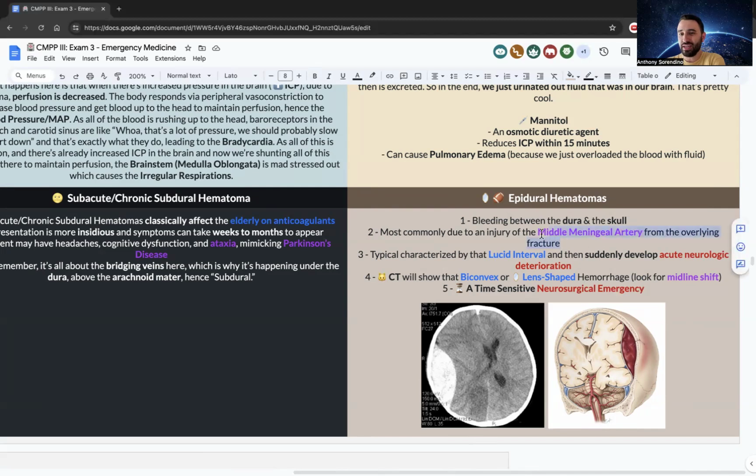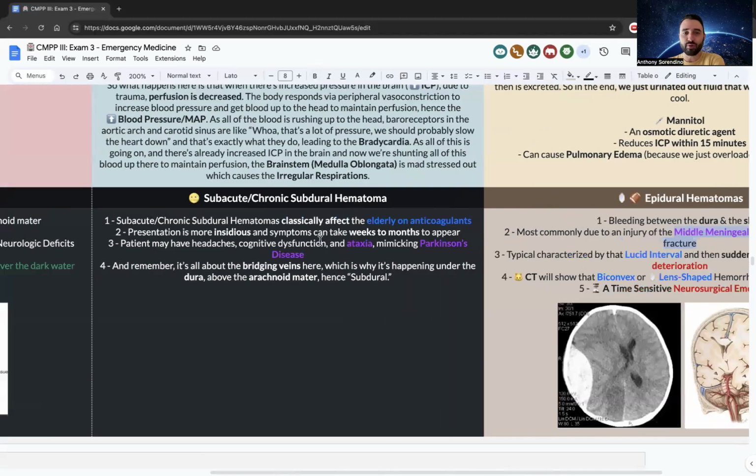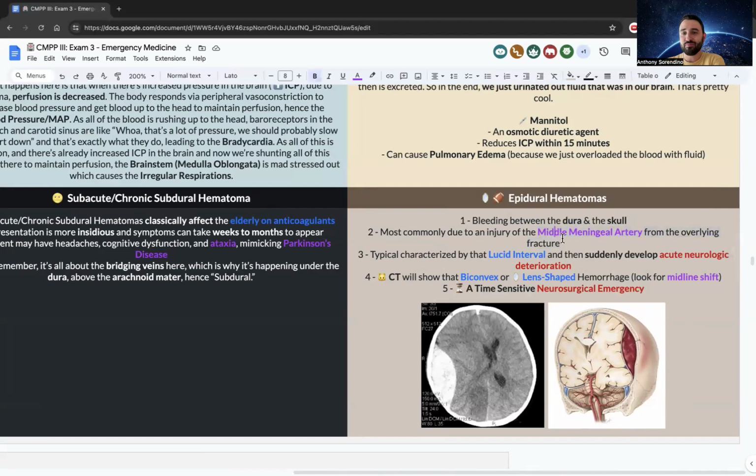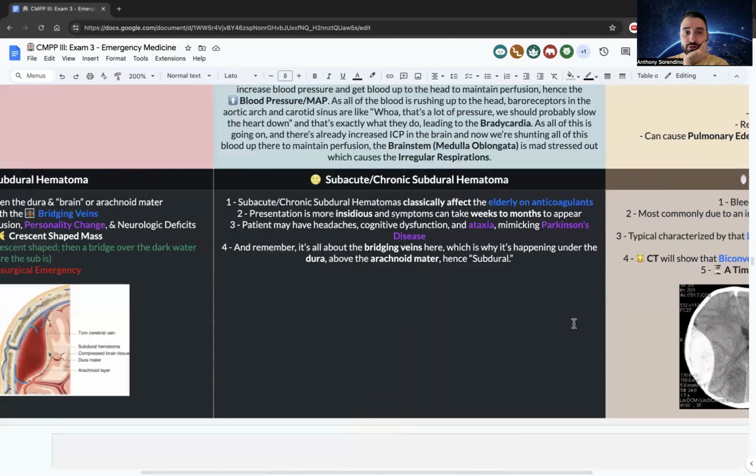And probably because it's an injury to an artery, it's not like a bridging vein issue. I assume you get more blood with this one. So this is going to be a lot more sudden, but you do get this lucid interval. So I guess the trauma would happen, you're fine, you're lucid, and then it just deteriorates from there. So another neurosurgical emergency with the epidural.